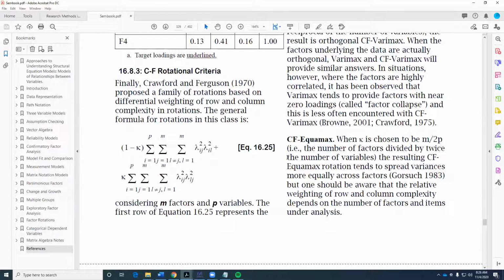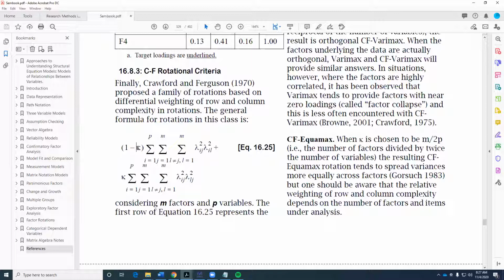This section that I have here is tying things together for us, not in the sense that I'm giving you a whole bunch of rotational criteria to consider to make things even more complicated, but I thought that the Crawford and Ferguson article was a useful one for talking about a whole bunch of rotations. You'll find in M+ and the factor rotation procedures in R that they'll talk a lot about the Crawford-Ferguson criteria.